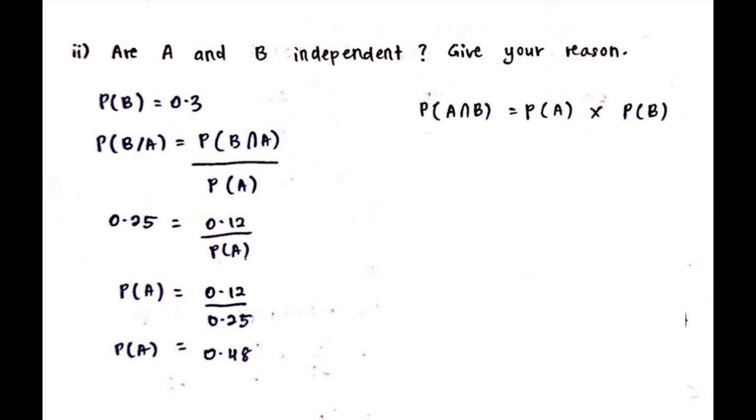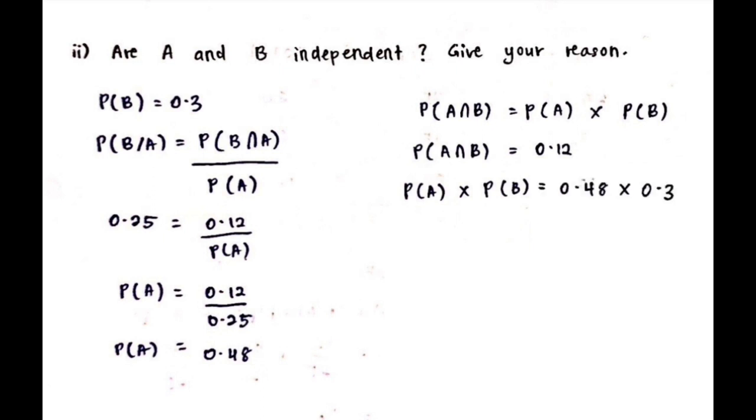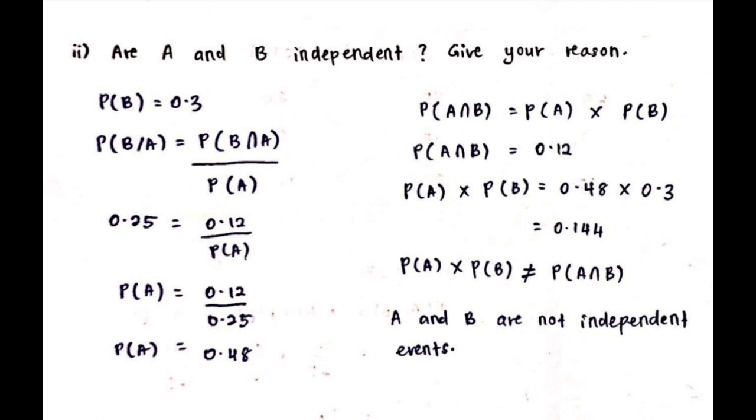To show that A and B are independent, that means probability A intersect B equal to probability A times probability of B, and the answer should be 0.12. If we calculate probability of A times probability of B, the values are 0.48 times 0.3, and the answer is 0.144. So we can see that probability A times probability B is unequal to probability A intersect B. Thus, A and B are not independent events.